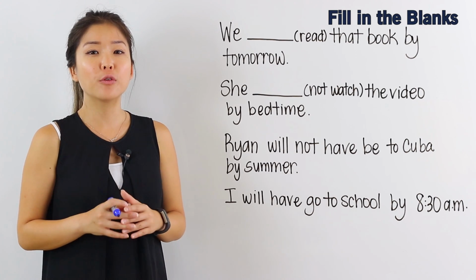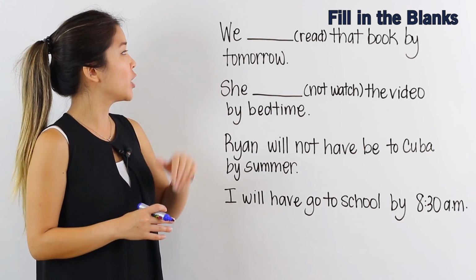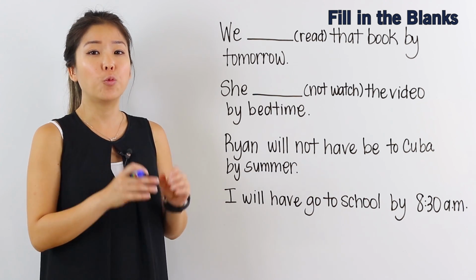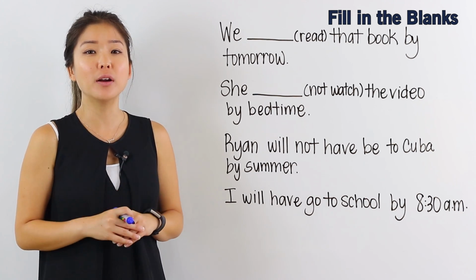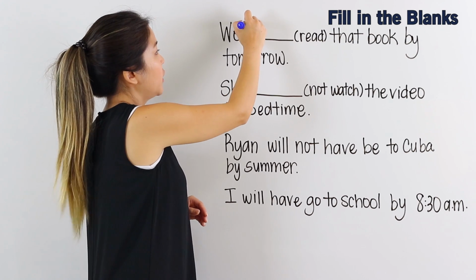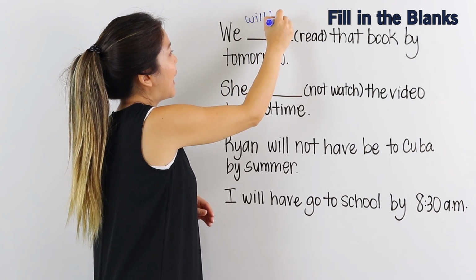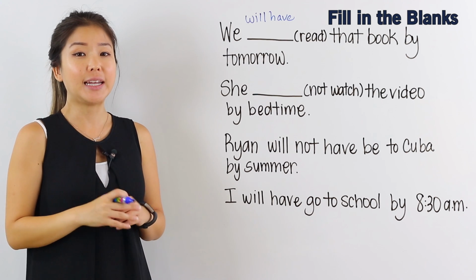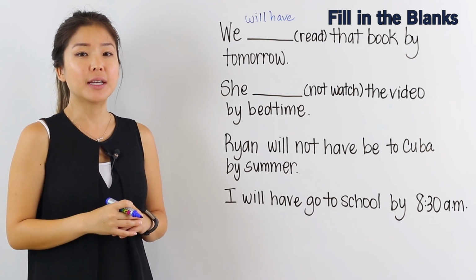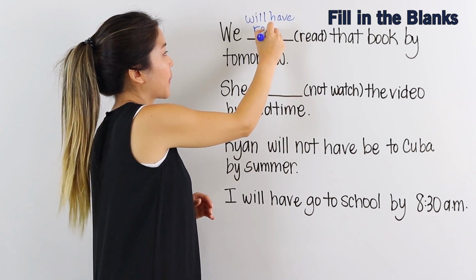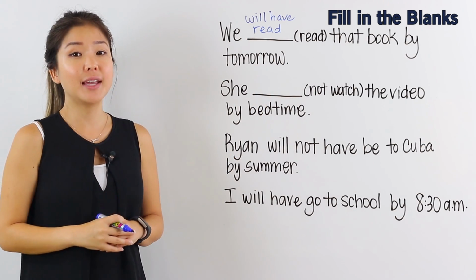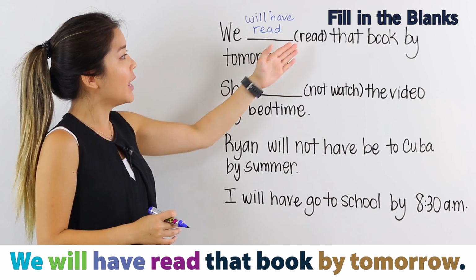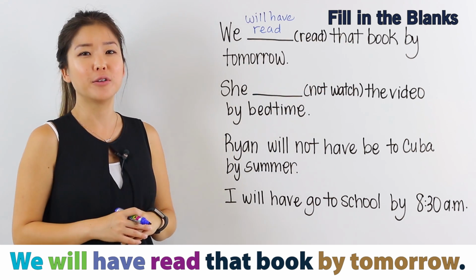Remember, in the future perfect tense, we start with the subject, and we have that here, we. Then we say will have and the past participle of the verb. So here we need to say will have. What is the past participle of read? The correct answer is read. They're spelled the same, but they are pronounced differently. We will have read that book by tomorrow.